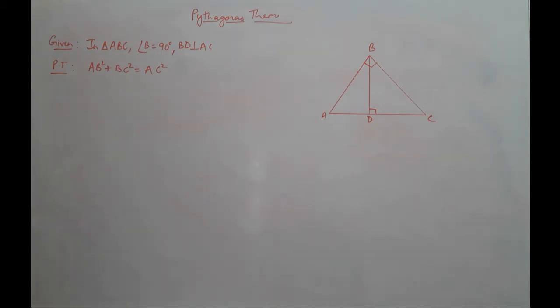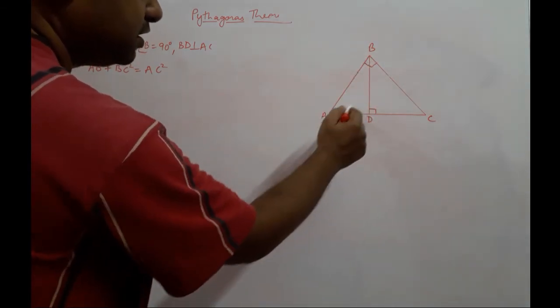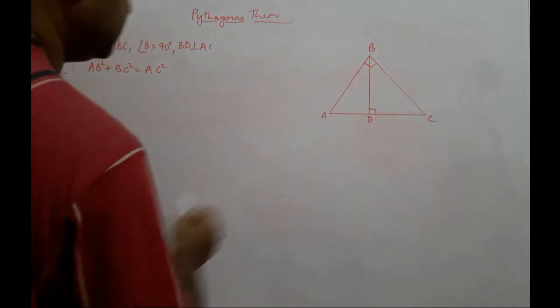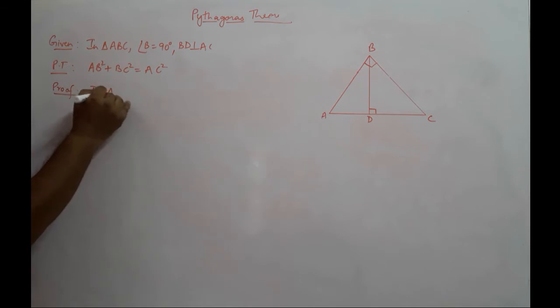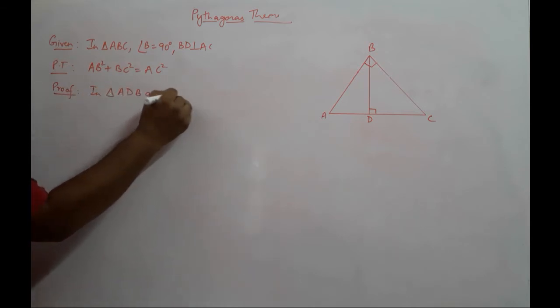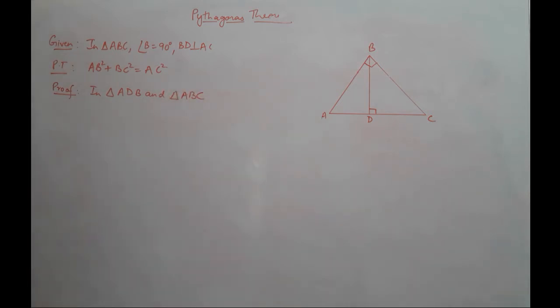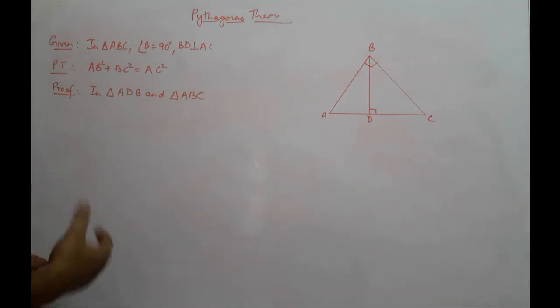So we'll begin first by proving two triangles similar, that is triangle ADB, this triangle, and triangle ABC. So we say proof, in triangle ADB and triangle ABC. Okay, so if we need to prove these two triangles similar, we need to find certain things that are common between the two triangles. If you have a look, then the two things that I can see common is this angle.